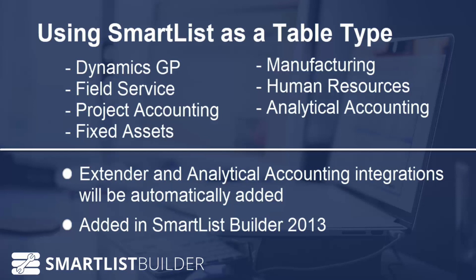Adding the SmartList table type allows you to create a new SmartList that pulls in all the data from the default, but then you can add additional data to it and format it to fit your needs. The SmartList table type was added in the E1 SmartList Builder release in 2013. So instead of modifying the default SmartList, let's create a new one that uses the setup of one of those defaults.